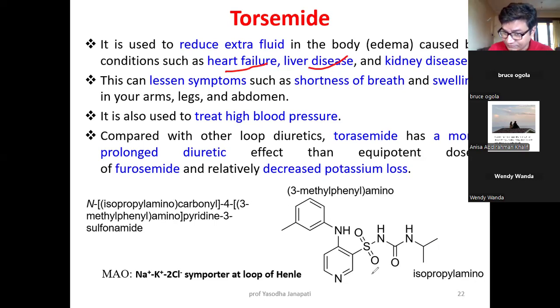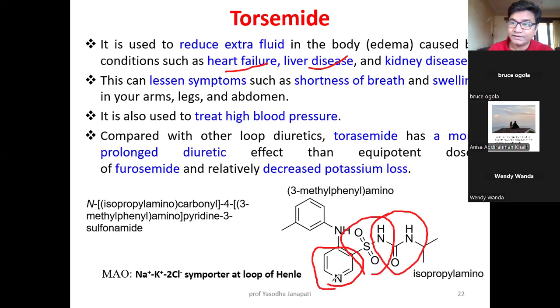This drug has a sulfonamide group, and also has a urea derivative. You consider this as urea and this as the sulfonamide group. The structure has a pyridine nucleus in it. So where do these drugs act? Furosemide, ethacrinic acid, all of these act at the loop of Henle. So this is about Torsemide, a very good, long-acting drug.